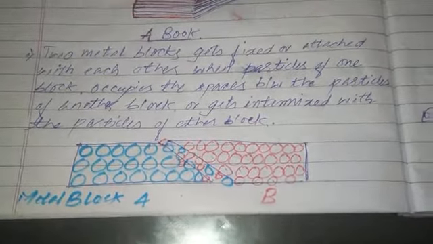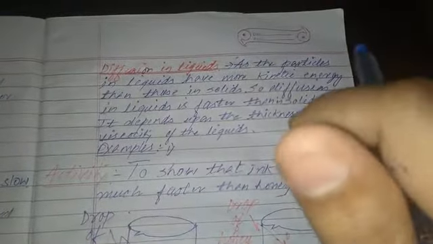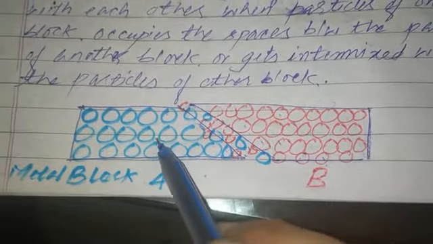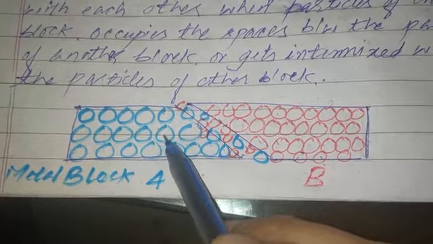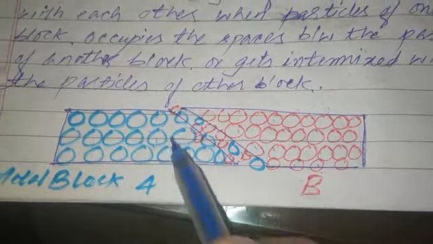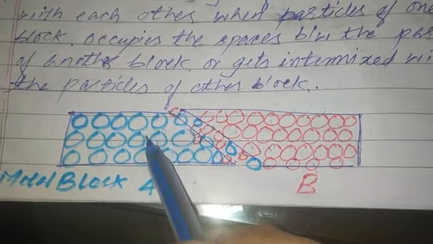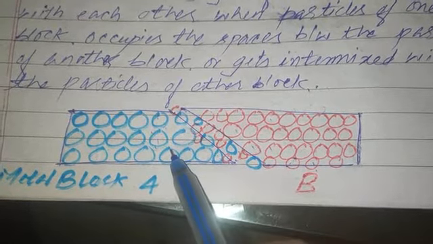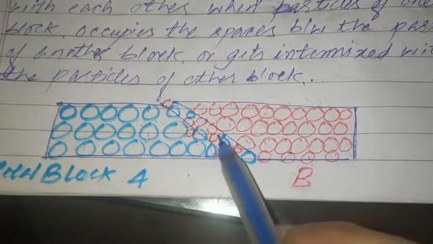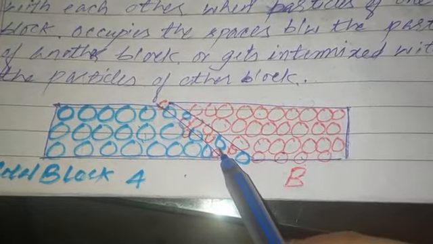Now let us understand diffusion in liquids. See, I told you just now that diffusion in solid is slightly slower. Why? Because you can see here that in solids, the particles, the molecules, which we call molecules, are tightly packed, and the spaces are also slightly less, and the molecules of the solid have very low kinetic energy. That is why they can't intermix very fast, okay.